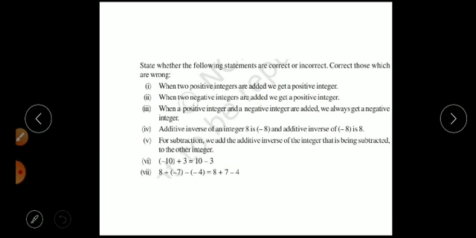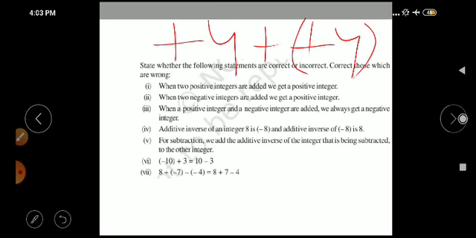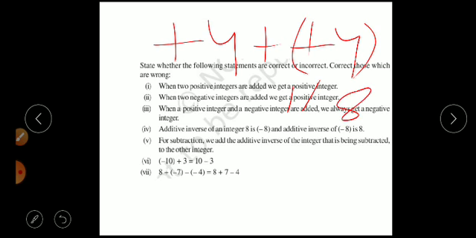Now when two positive integers are added then it will always become a positive integer. जब हम किसी दो पॉजिटिव इंटीजर को ऐड करेंगे तो हमेशा क्या आएगा, हमारा पॉजिटिव इंटीजर आएगा. जैसे +4 + 4, इसकी वैल्यू कितनी आएगी, हमारा 8 आएगा.